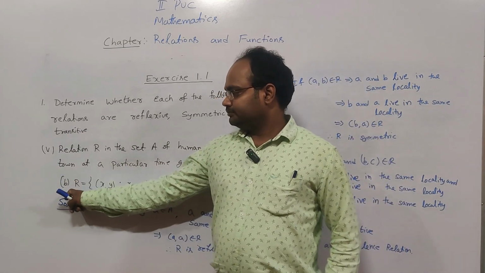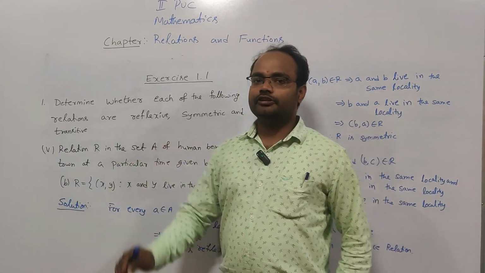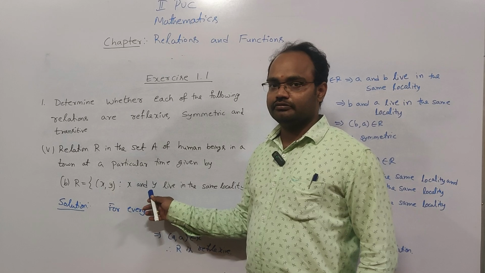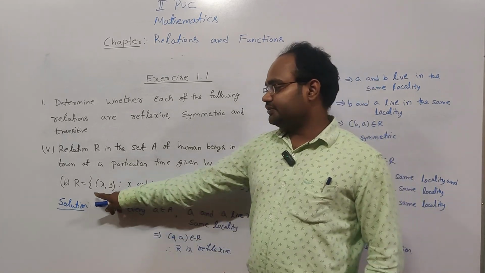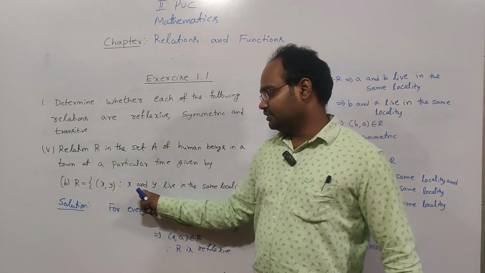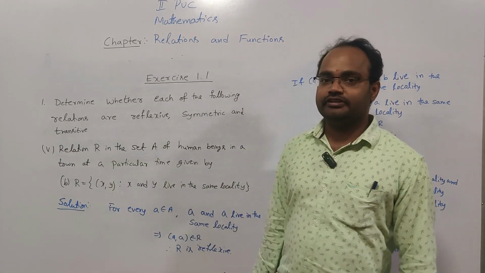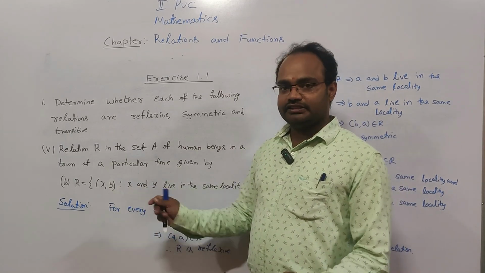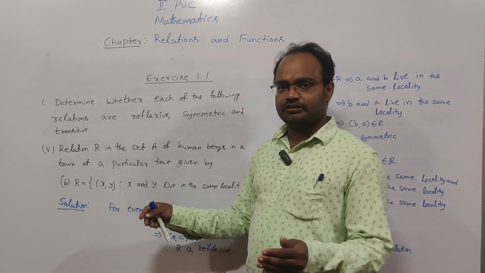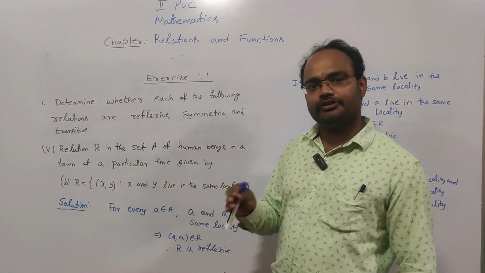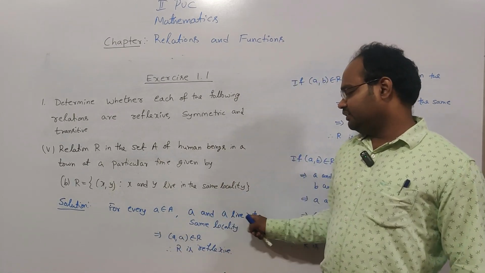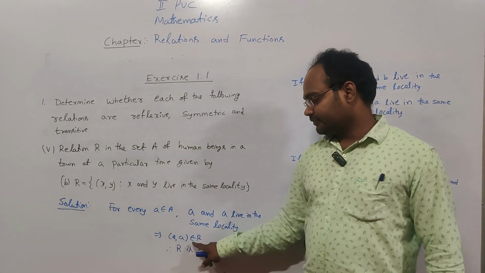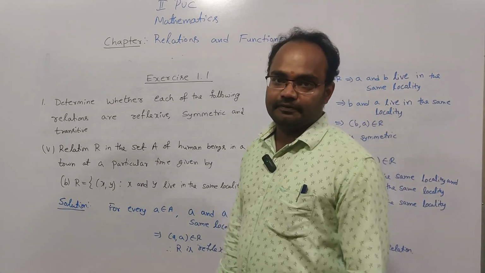Okay, next, the fourth subquestion, subquestion B. It is similar to subquestion A. In the previous question, they work at the same place. Here it is defined like this: R is equal to (x, y) such that x and y live in the same locality. So it is also similar to the previous one. How is it reflexive? x and x, a person and that same person must be in the same locality. It is obvious. Therefore a and a live in the same locality. So this is for every a belongs to the given set A. Therefore (a, a) belongs to R, R should be reflexive.